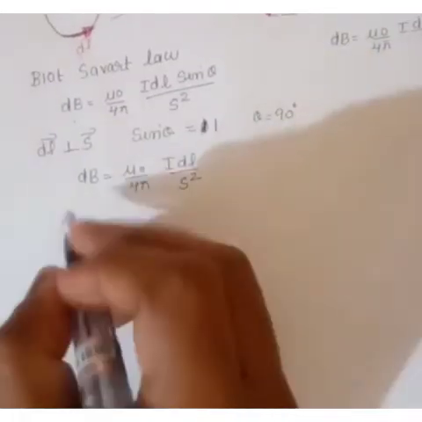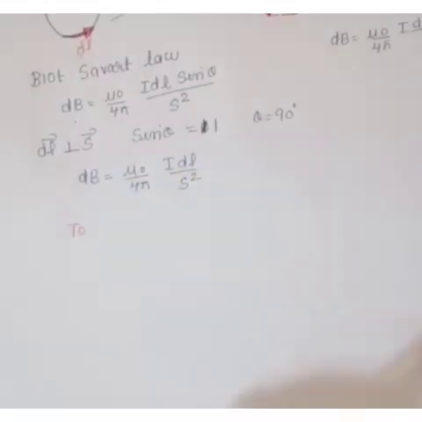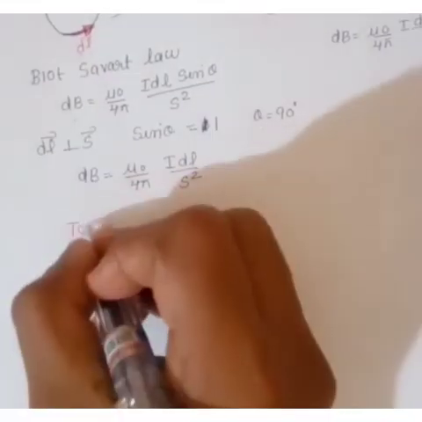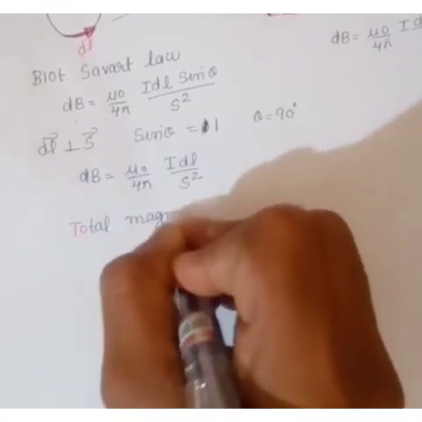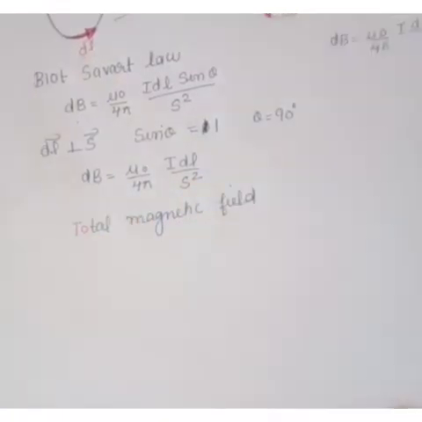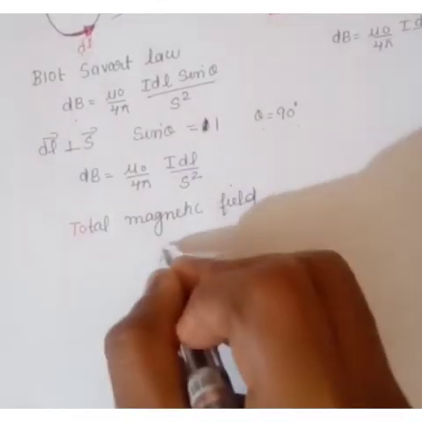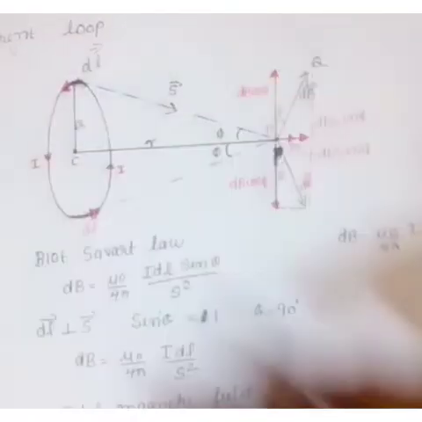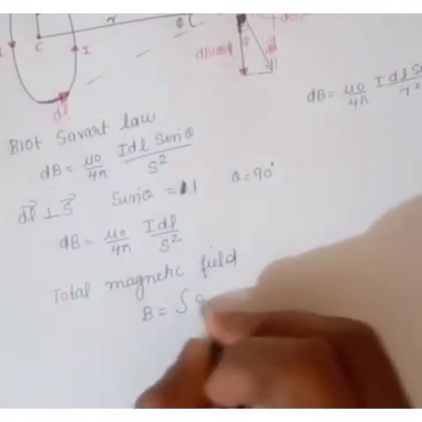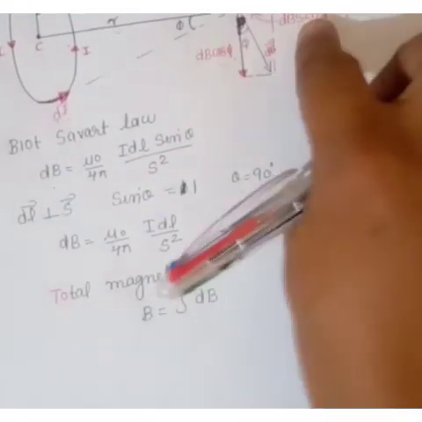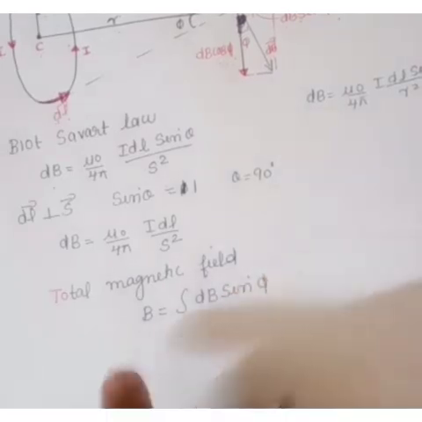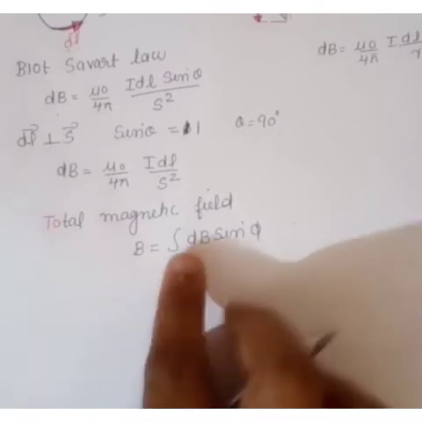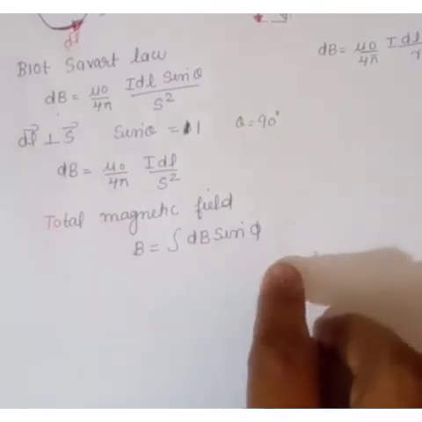So the total magnetic field. You have to find out the total magnetic field. How can you find the total magnetic field of a circular loop? Total magnetic field B is equal to, you have to integrate dB. dB what? dB sin phi. So total magnetic field B is equal to the integral of dB sin phi.